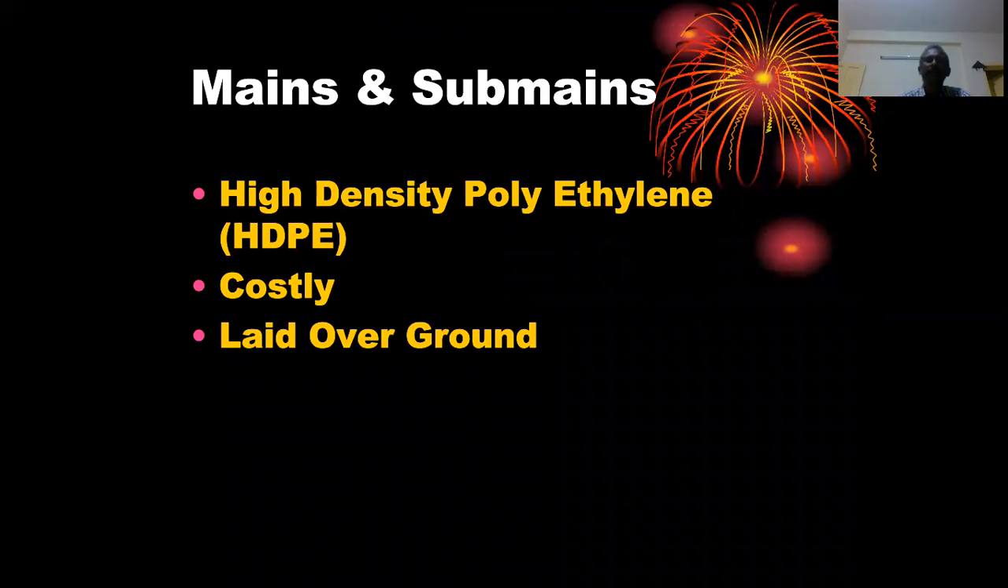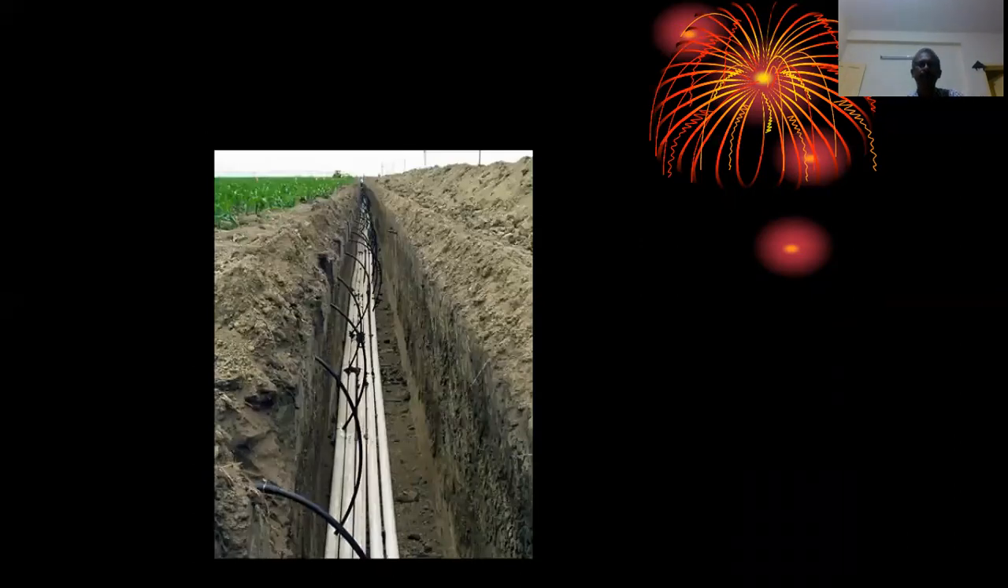So for mains and submains, I said already, sometimes high density polyethylene pipes are also used. They are very costly, and if they are used, then they can be laid over ground. High density polyethylene pipes are capable of withstanding ultraviolet radiations from sunlight. See here, the mains and submains, how they are laid underground. These are all submains and mains. They are laid underground.